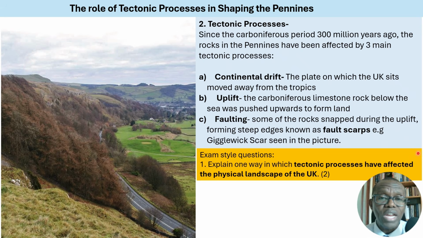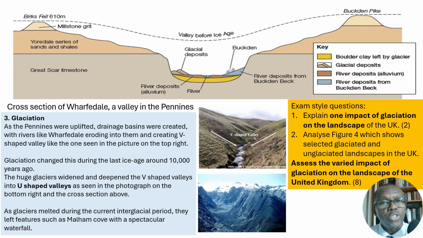Now, what kind of question would you get based on this information that we have here? So, explain one way in which tectonic processes have affected the physical landscape of the UK. So you could talk about the uplift and the faulting, leading to fault scarps, for example. So you could explain one of these points that we have here. So we've talked about geology and tectonic processes. Now let's move on to glaciation and see how it affected the UK landscape.